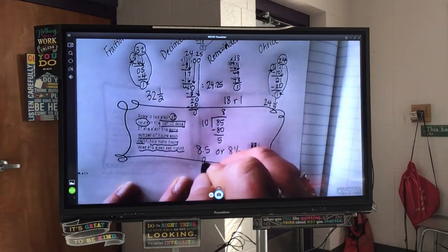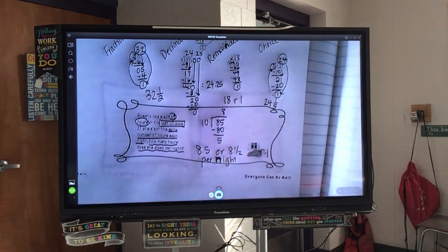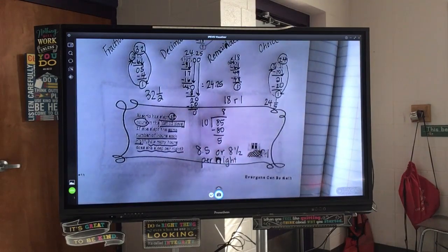Okay, and that is why it's important to understand each way to write it, so the remainder, the fraction, or the decimal, because depending on what the question is asking will determine how you write your answer or what your answer choices are. Right, so that tells you if it's going to make sense to write it that way or if you have to do it a different way. All right, thumbs up when you have this written down.